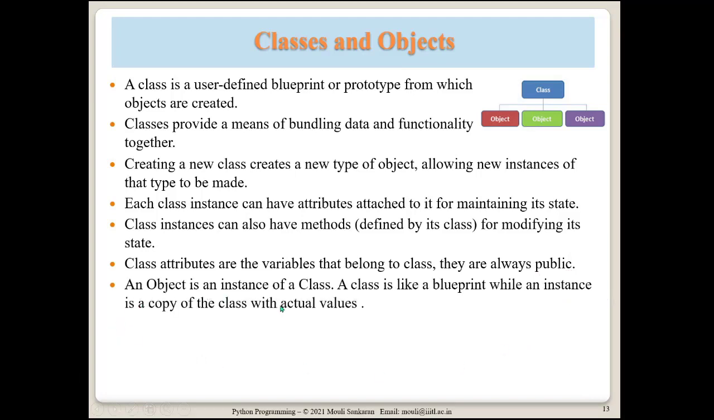An object is an instance of a class. Now, what is an object? What you create is an instance of the class. A class is like a blueprint, while an instance is a copy of the class with actual values. So whenever you create an object, it takes a copy of whatever class attributes you have defined.